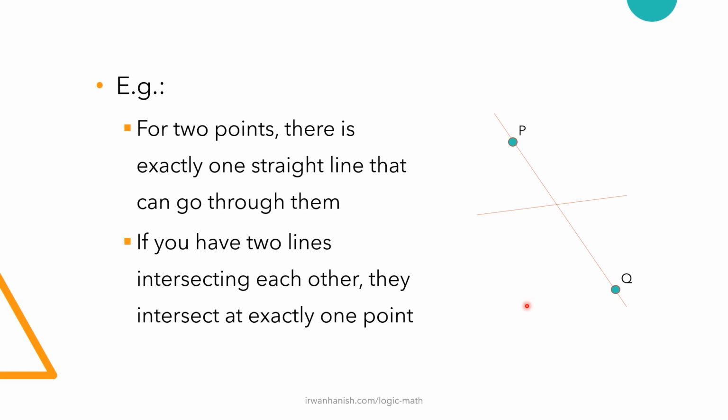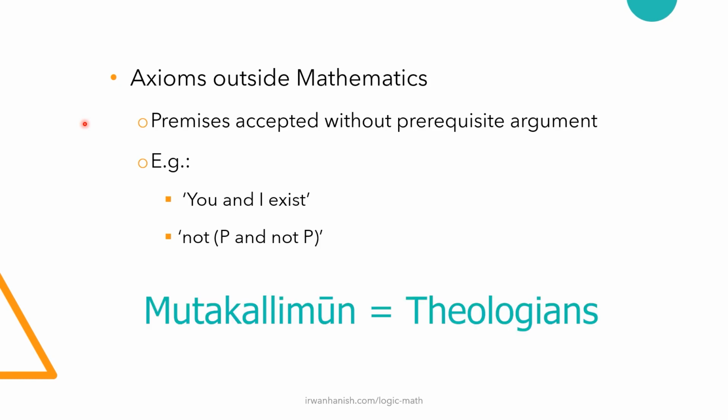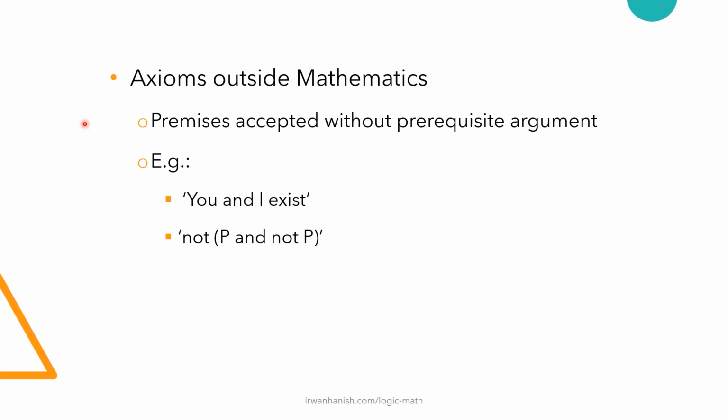So those are mathematical examples of axioms. You don't ask why they are true. You just use them as starting points to develop theorems. I personally came across the word axiom initially outside of mathematics. So the meaning of the axiom is quite similar, even when non-mathematicians like philosophers or mutakallimun use them. Axiom means a premise that is accepted without a prerequisite argument. It is a statement that doesn't need to be argued for.